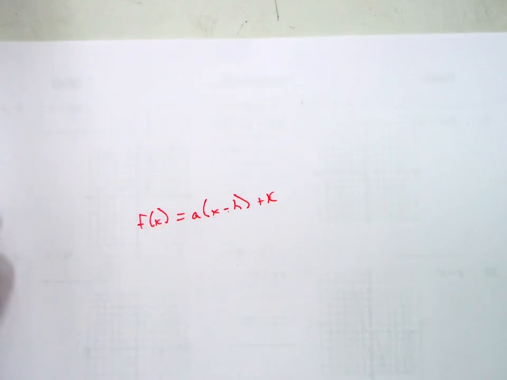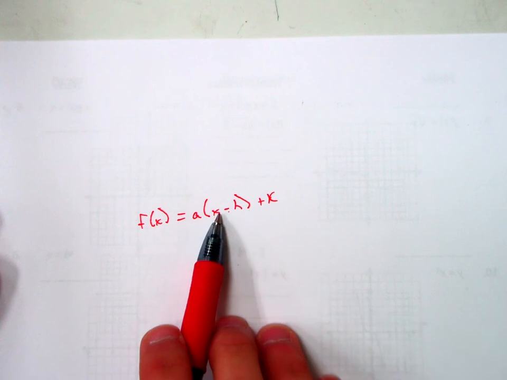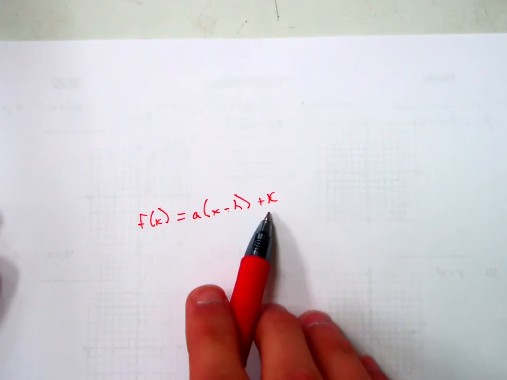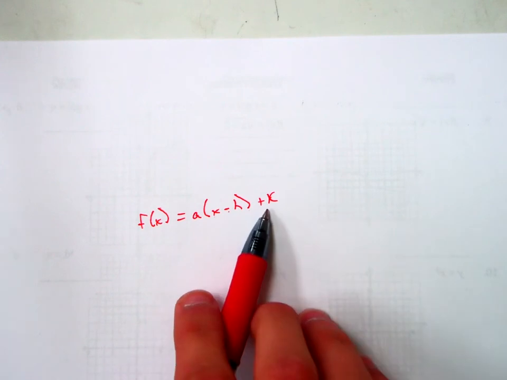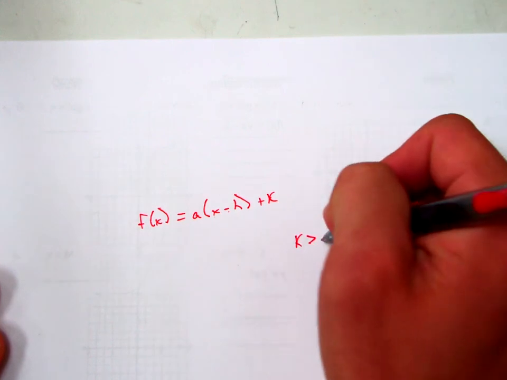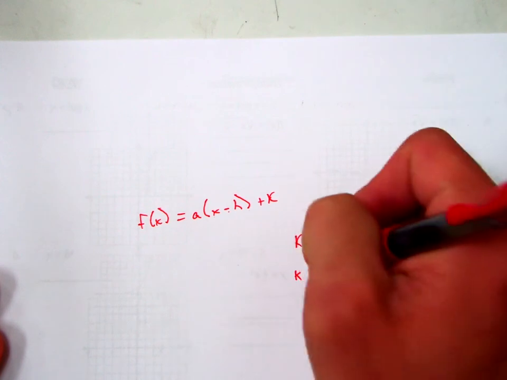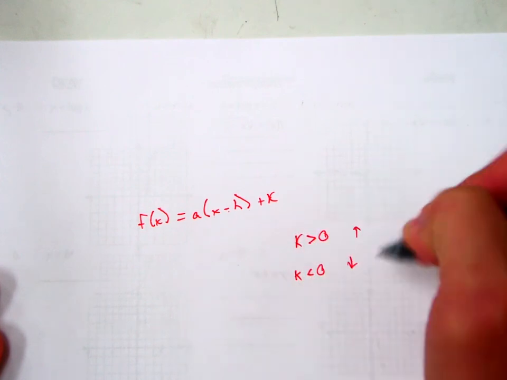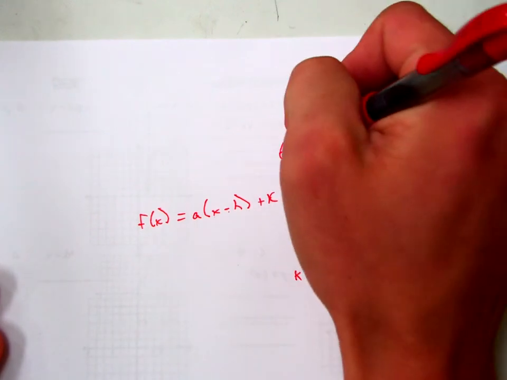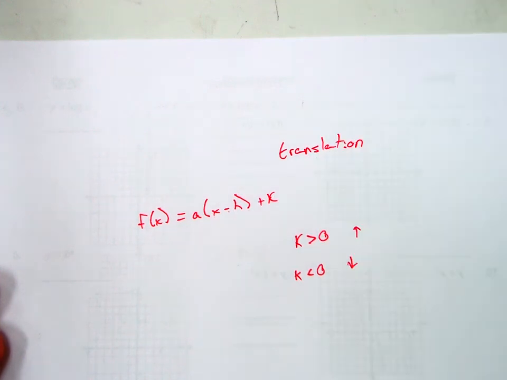The idea is that this k right here, because it's on the outside of the parentheses, is not necessarily affecting the x. It's going to shift a function up or down. If k is bigger than 0, if it's positive, it shifts the function up. If k is less than 0, if it's negative, it's going to shift the function down. So we're just taking functions and moving them around. This is called translation. It's going to be translating functions.